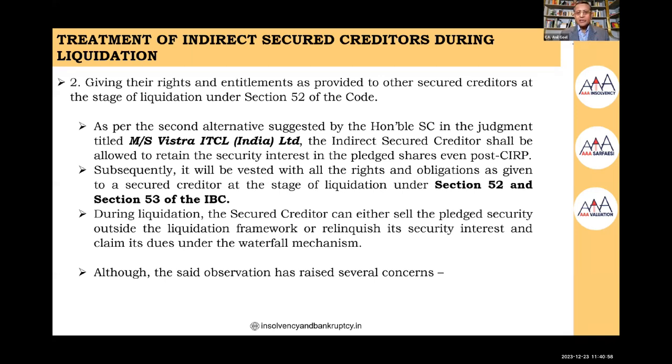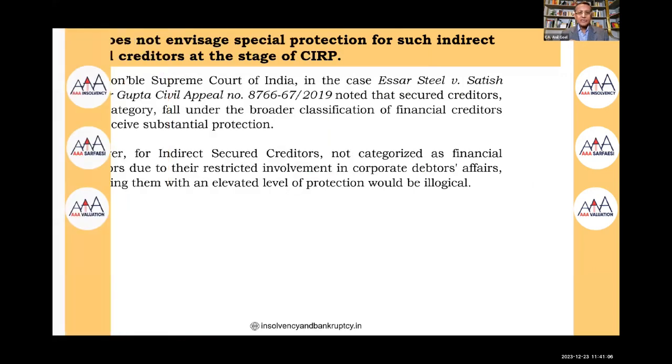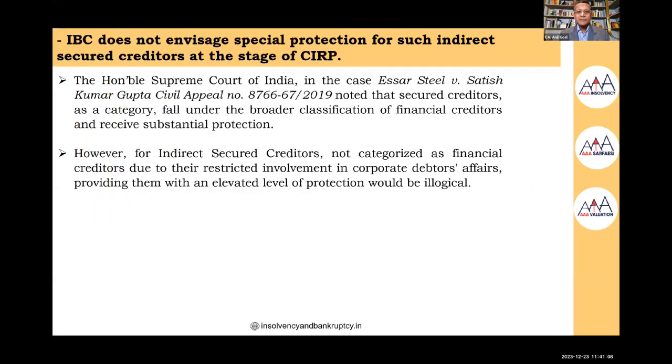Now, let us try to understand, the said observation has raised several concerns. The Supreme Court has said the IBC does not envisage special protection for such indirect secured creditors at the stage of CIRP. In liquidation, they have that protection. However, in the CIRP, when this Essar Steel judgment came, Section 30 subsection 4 was not there. Section 30 subsection 4 came later.